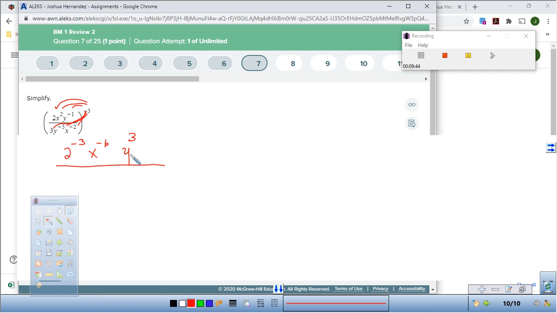I don't know why I'm messing up right now. We're going to have 3 to the -3. We're going to have y to the +15, x to the +6. Okay, kind of like that. That looks pretty good.